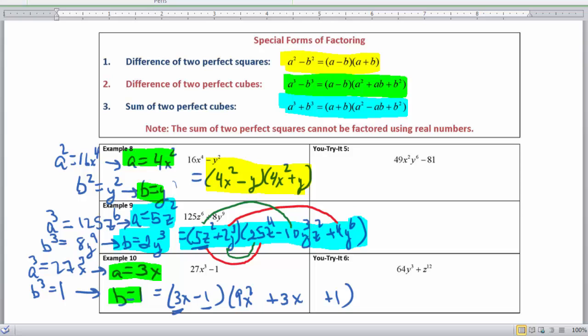All right? And that would be your a minus b times a squared plus ab plus b squared. So that would be the difference of cubes. But again, it's just practice. I mean, you can't just say, oh, I know the form, done. Right? You actually have to do a few of them. And that's why we have the you try it's here.